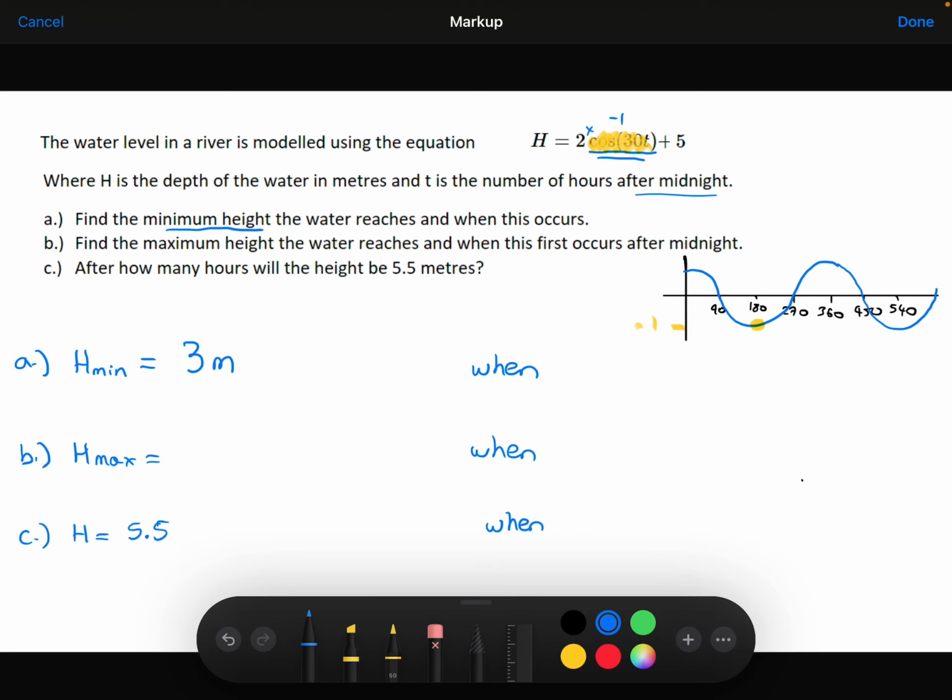When does that occur? Well, now let's think about when the cos graph equals -1. At 180 degrees. So when the inside part, 30t, equals 180. So t is 180 divided by 30, which is 6. Remember, t is the number of hours after midnight, so 6 hours after midnight is 6 o'clock in the morning. That's the first time we would have the minimum height in the river.